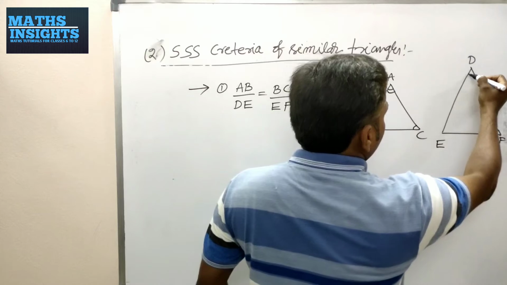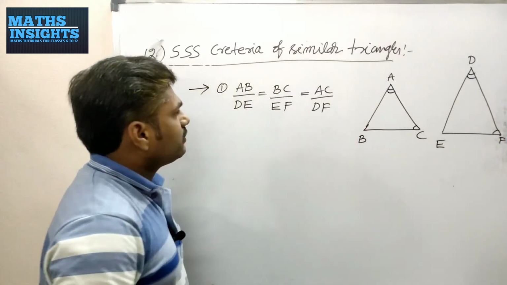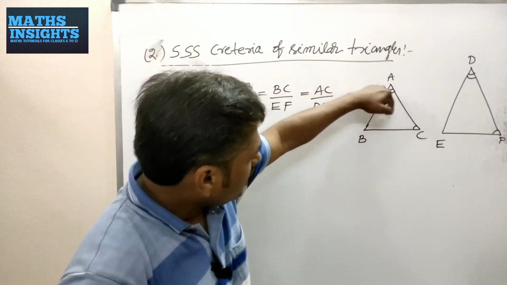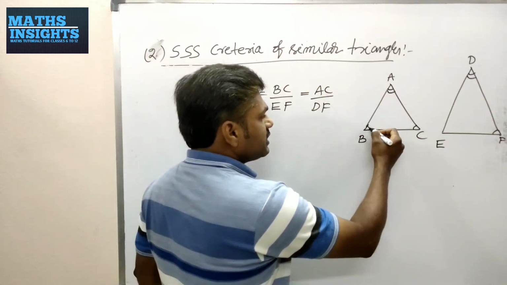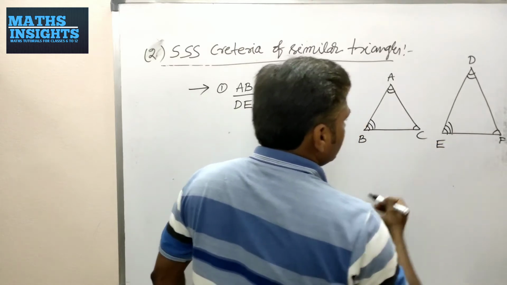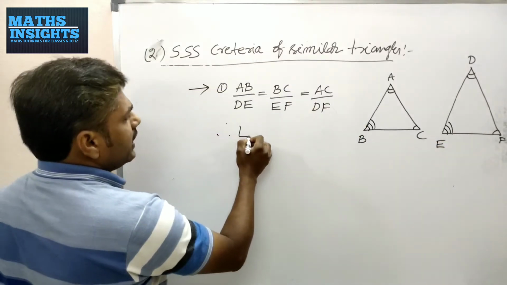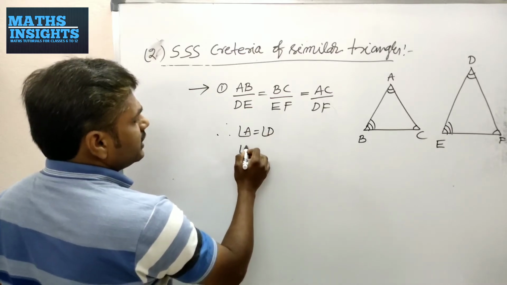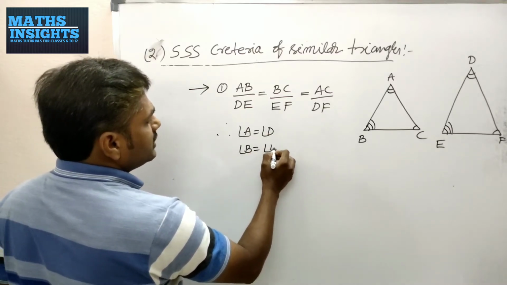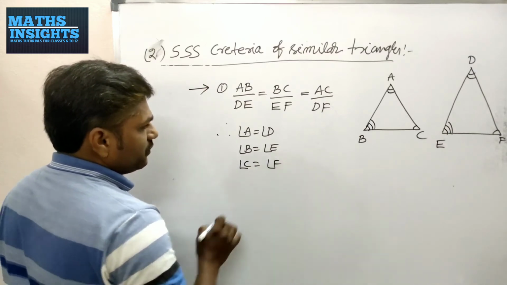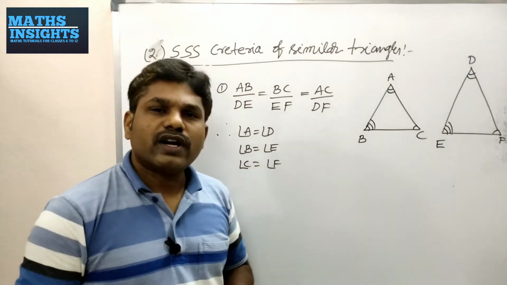Here it will become angle D. Finally, for side AC, the angle opposite to it is angle B. Here also angle B. Therefore, angle A is equal to angle D and angle B is equal to angle E. Finally, angle C is equal to angle F. So we got two conditions.